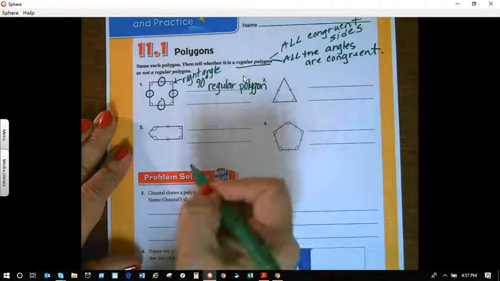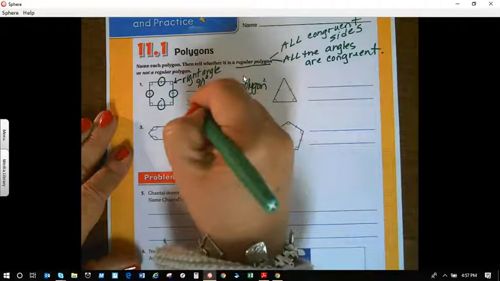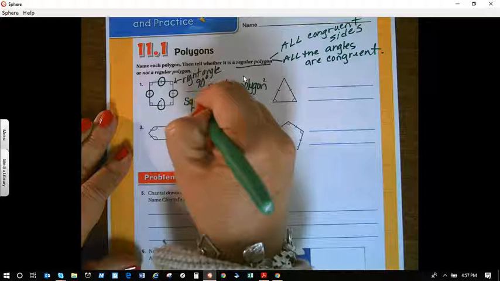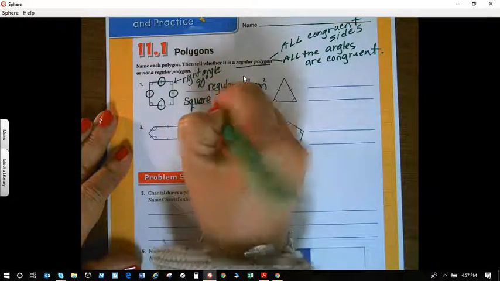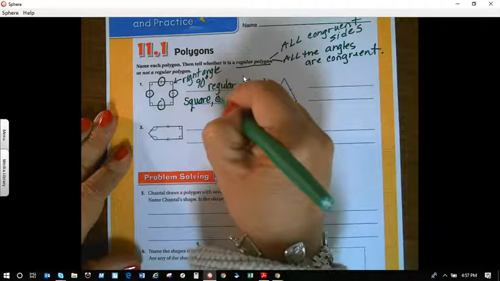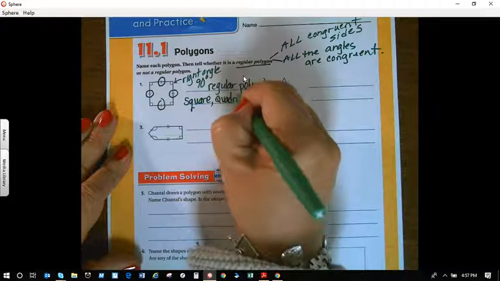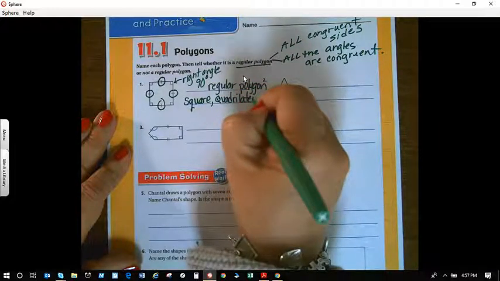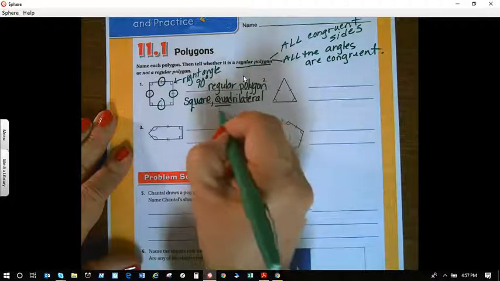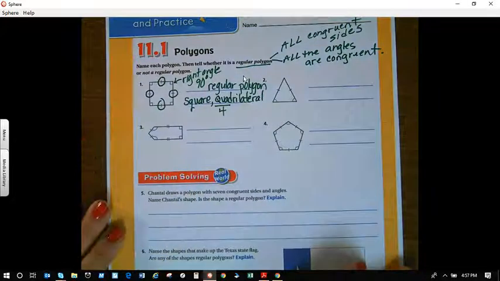And then to identify it, yes, it is a square, which is also a quadrilateral. Quad means four.